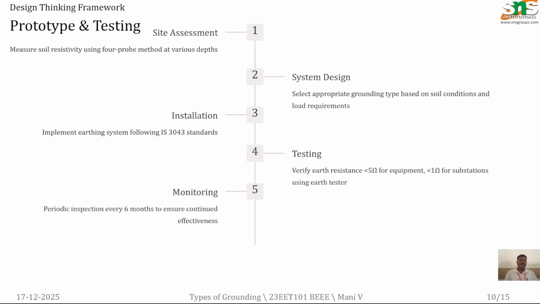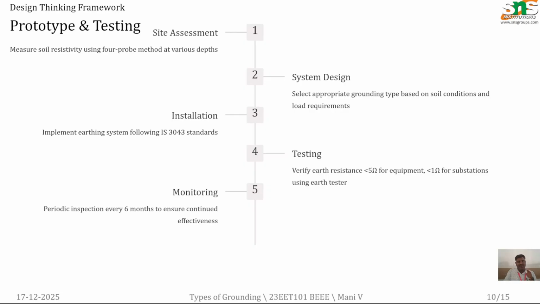While doing the prototype and testing, the first step is a site assessment, where we measure the soil resistance using the megger. The second step is system design: select the type of grounding, whether plate, rod, or strip, and design the system based on the soil conditions and the load requirements. The third step is to follow the international standard IS 3043 for the implementation of the earthing system. And fourth, we have to test.